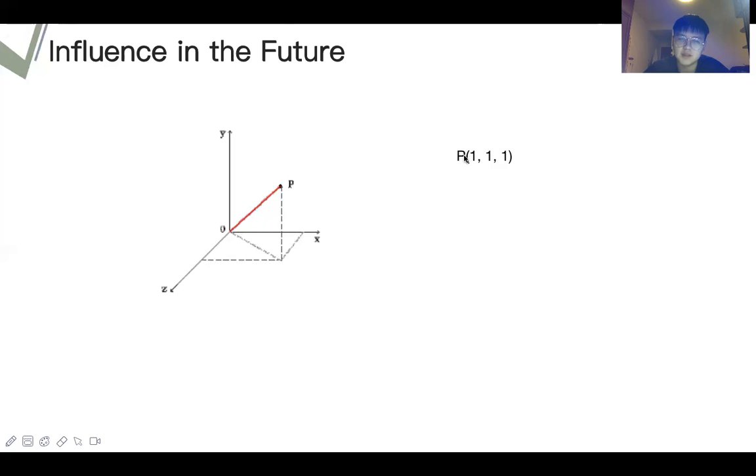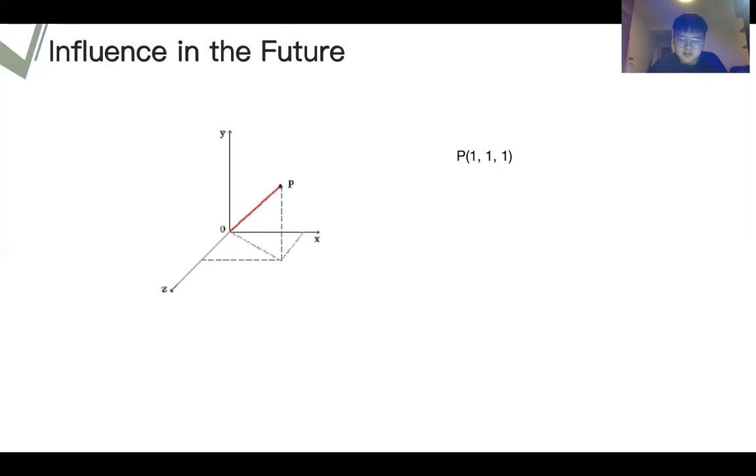So we know that the coordinate of P is (1, 1, 1), which means the length of the projection of OP on the X line is 1. The length of the projection of OP on the Y line is 1. The length of the projection of OP on the Z line is 1. That's how we have a coordinate system. So we can even say that without projective geometry, we might not even have a coordinate system.